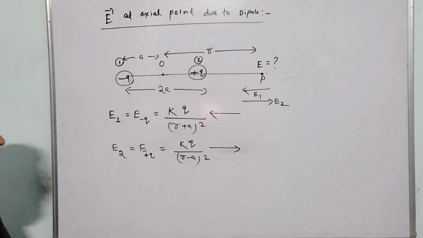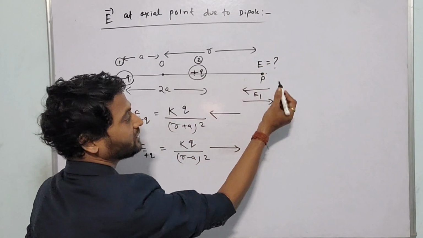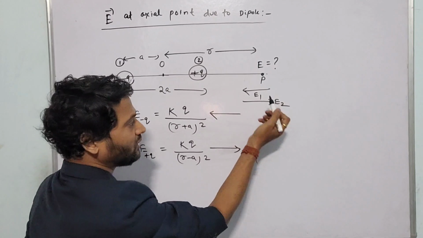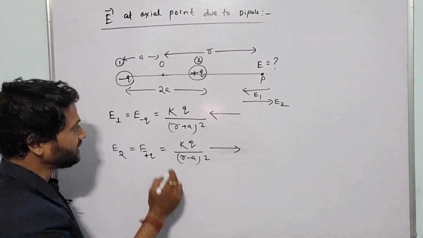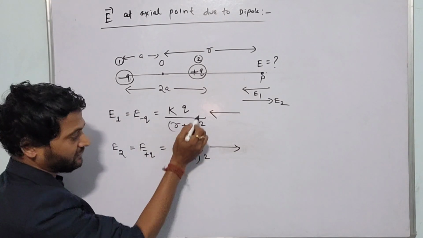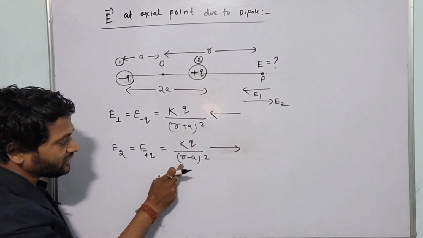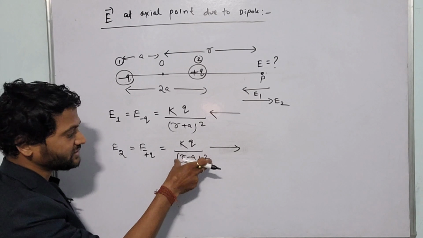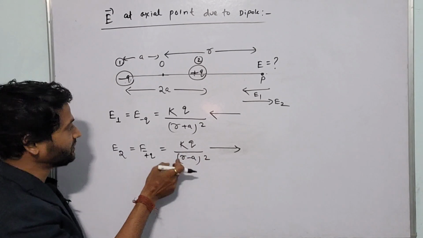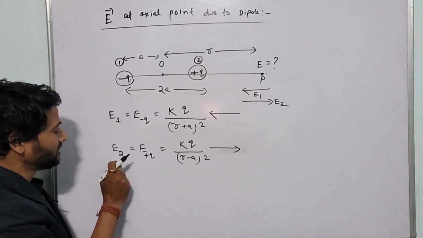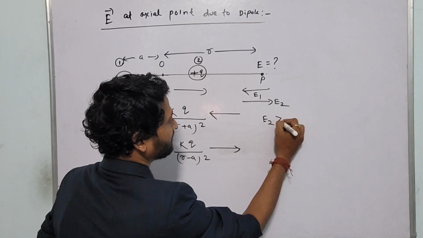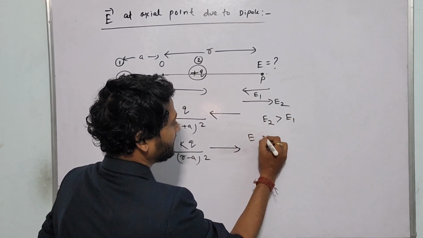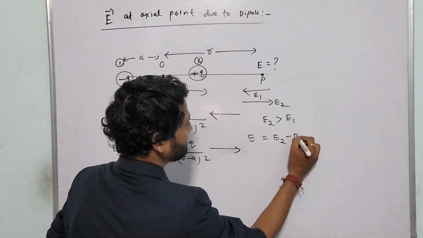Is it clear? So what is the net electric field at this point? Either E1 minus E2 or E2 minus E1. That depends on the magnitude of electric field. So in both the cases, numerator part is same, but here the denominator part is small. Less is the distance, more is the electric field. So if you compare E1 to E2, we will find E2 will be more than E1. Since E2 will be more than E1, the resultant electric field is E2 minus E1.